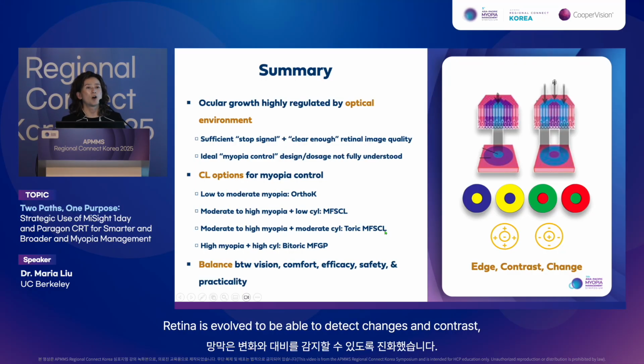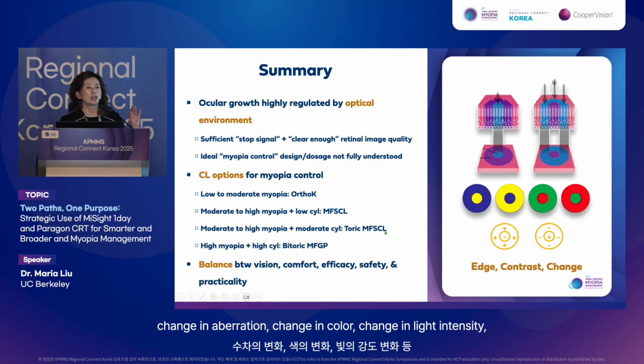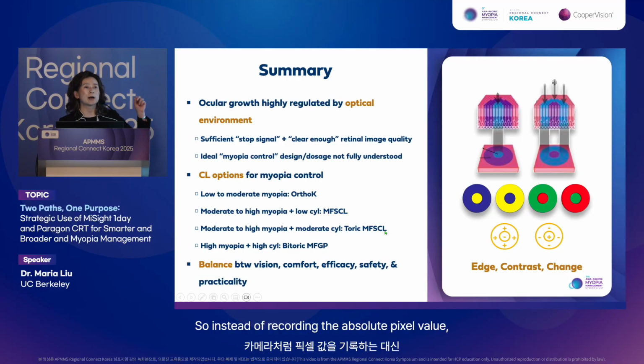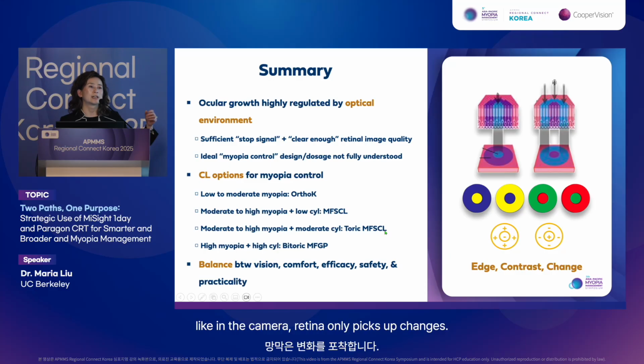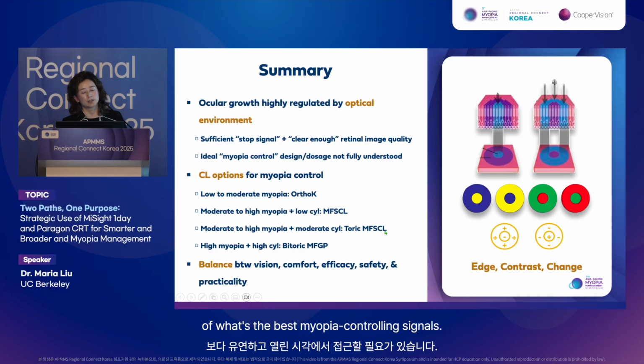The retina has evolved to be able to detect changes in contrast, whether it's the change in defocus, change in aberration, change in color, change in light intensity, much better than the absolute value. So instead of recording the absolute pixel value, like in a camera, the retina only picks up changes. So we need to be more open-minded in trying to have a better understanding of what's the best myopia controlling signals.